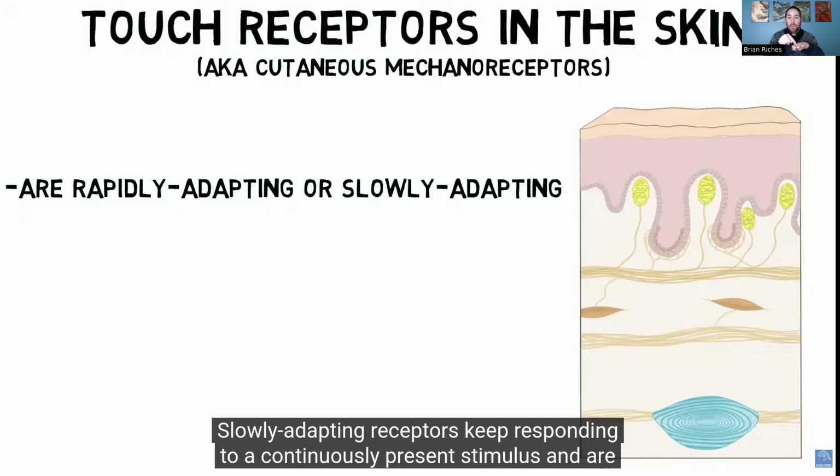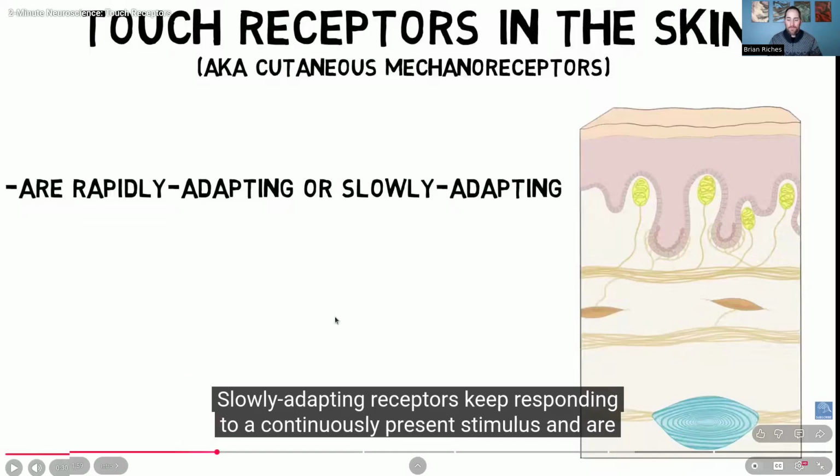The slowly adapting one, it's going to be still sending that signal. So I'm still pushing on my hand right here. The slowly adapting receptors are still sending a signal. And then the rapidly adapting ones, as I remove that pressure, they will again send a signal. So putting those things together is one way that we can understand what is going on, what we're touching, what we're feeling. Is it rough? Is it smooth? Those kinds of things.